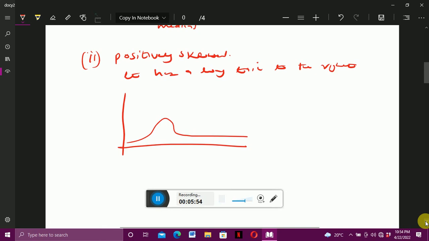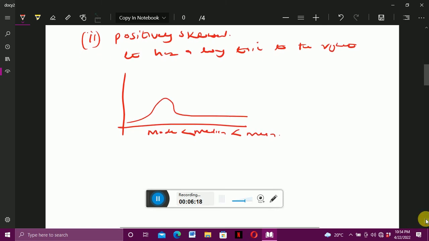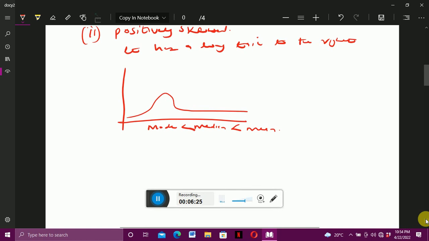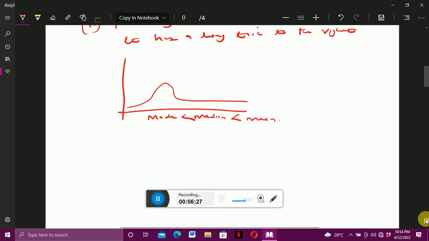So how do the mean, mode, and median relate when a frequency curve is positively skewed? Now, the mode is usually less than the median, which in turn is less than the mean. So in that case, we say that the curve is positively skewed. It has a long tail to the right.